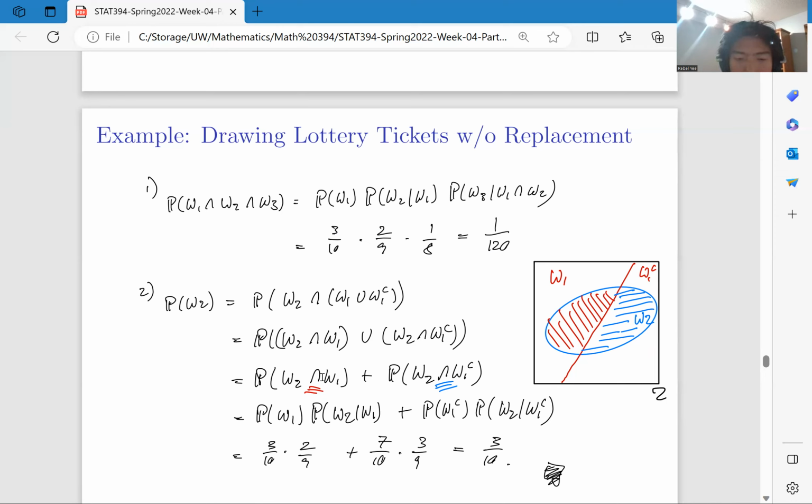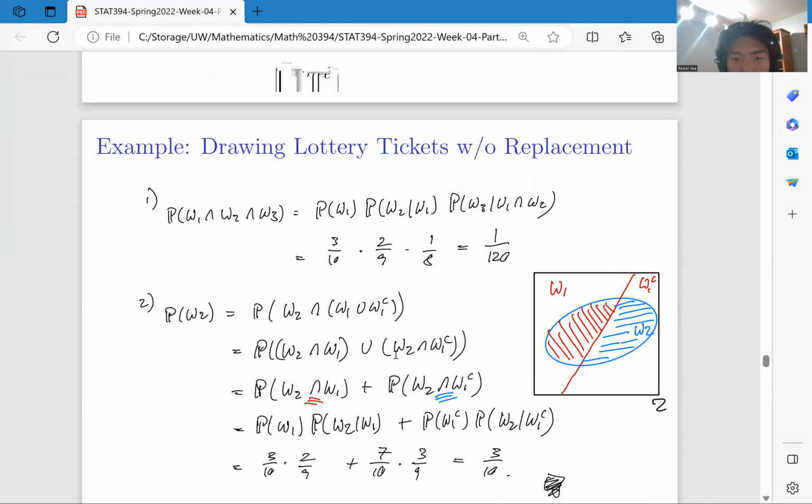So P(W2) equals P(W1) times P(W2 given W1) plus P(W1 complement) times P(W2 given W1 complement), and this is 3/10 times 2/9 plus 7/10 times 3/9, and we get 3/10 as a result.